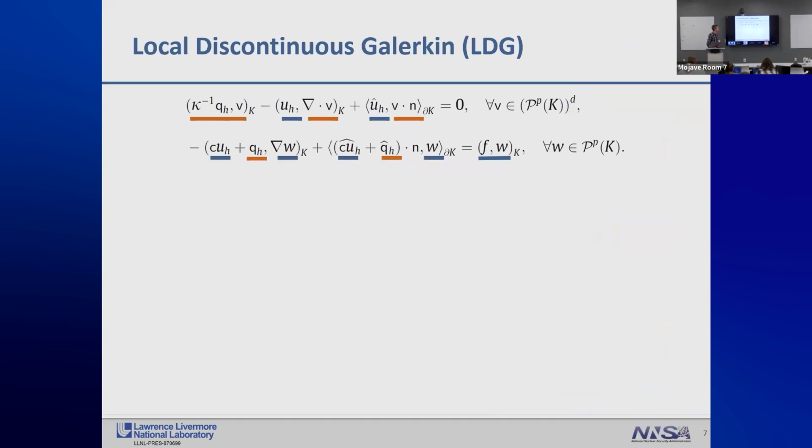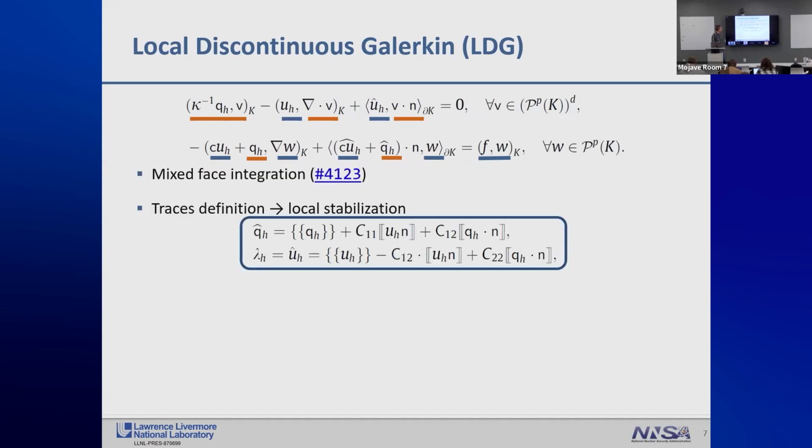But getting to the convection-diffusion, you have the local discontinuous Galerkin method. So in this case, we take both the potentials and also the flux as discontinuous. And we may formulate it in the following way.